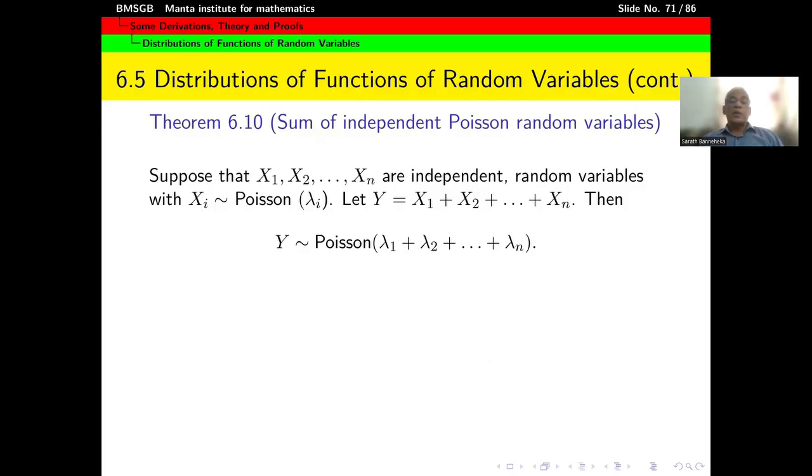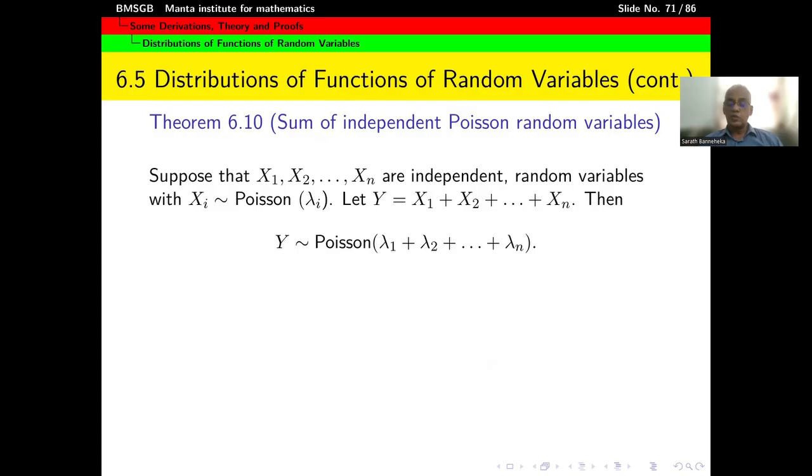And now let's look at the sum of independent Poisson random variables. We already looked at the sum of two independent Poisson with rates lambda 1 and lambda 2. I'm extending this here to n random variables. Suppose x1 up to xn are independent random variables with xi having a Poisson lambda i distribution. X1 has a Poisson lambda 1 distribution, x2 has a Poisson lambda 2 distribution, and so on. So they are independent, but they are not identically distributed because the distributions are different.